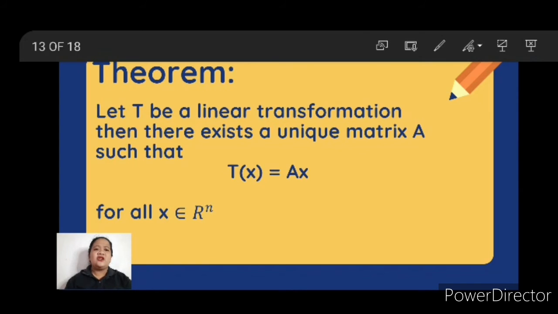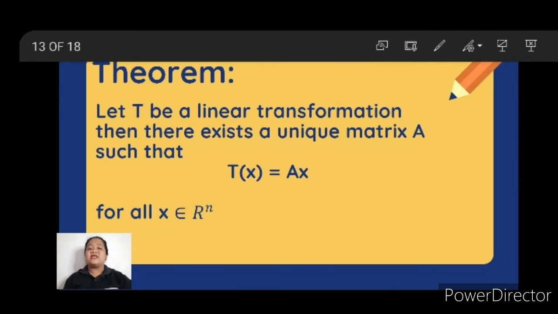So every linear transformation can be thought of as a matrix transformation. In other words, if we have a transformation T from R^n to R^m, where n is the number of columns and m is the number of rows, then there is some matrix that would give you the same result as the transformation on any arbitrary vector.